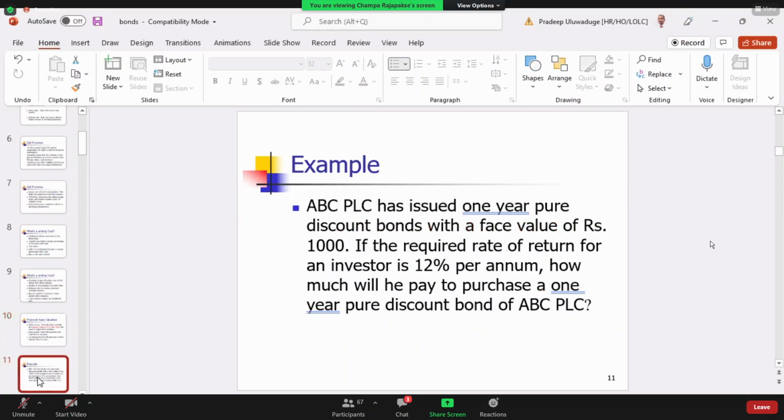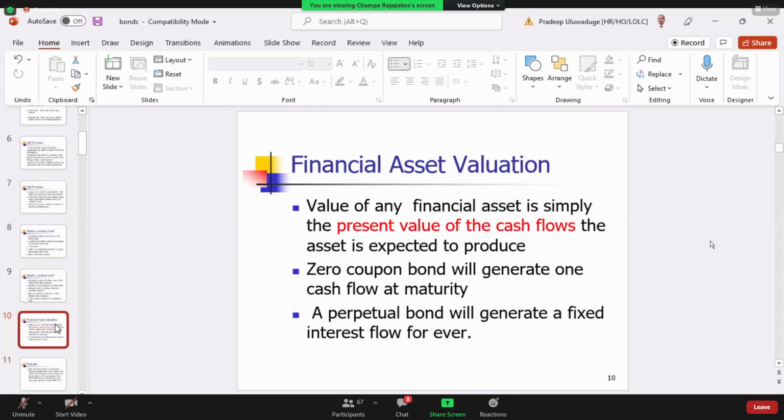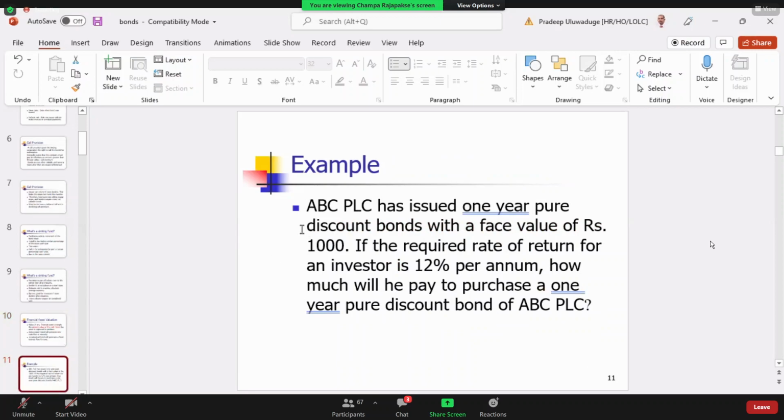So let's apply it to this bond. ABC has issued a 1 year pure discount bond with a face value of 1000. So we buy it. As I told you, a zero coupon bond will generate one cash flow at maturity, right? So we will receive 1000 rupees. Face value is 1000.